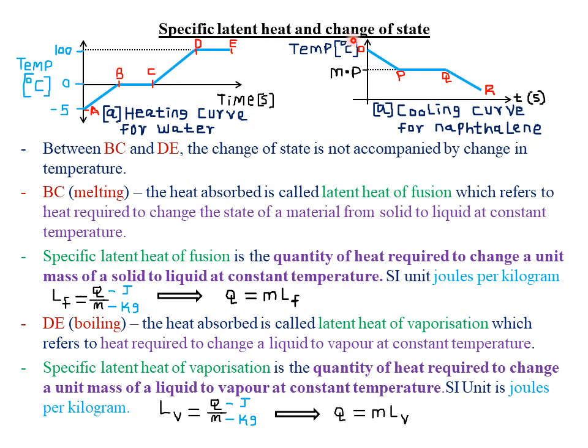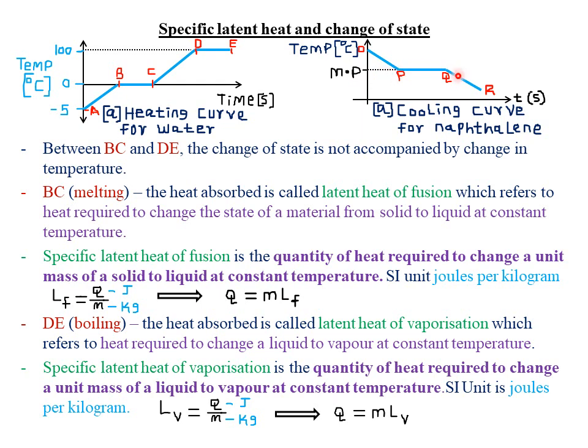The same thing happens for the cooling curve, that is for naphthalene. Remember, the quantity of heat that is absorbed during the process of heating will be equal to the quantity of heat that will be released during the process of cooling. So if you cool naphthalene between point O and point P, the liquid naphthalene cools from the highest temperature possible up to the melting point of naphthalene.